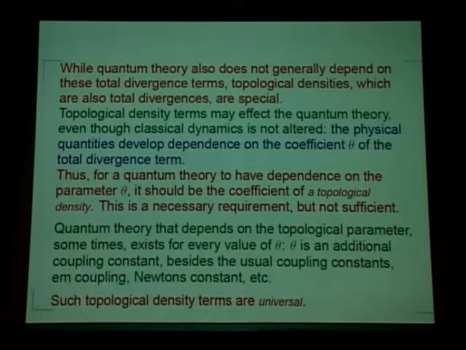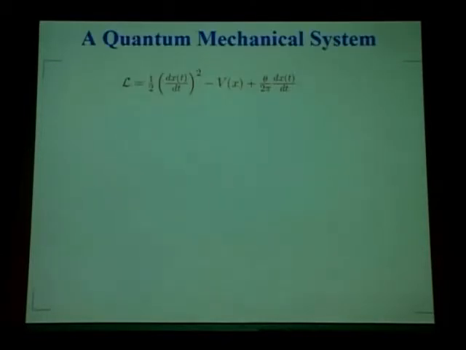Another interesting property of such topological densities is that they are universal, in the sense that they don't depend upon what additional matter you may add to such theories, any additional matter couplings you may have in such theories. So let me give you a simple example of such topological densities.